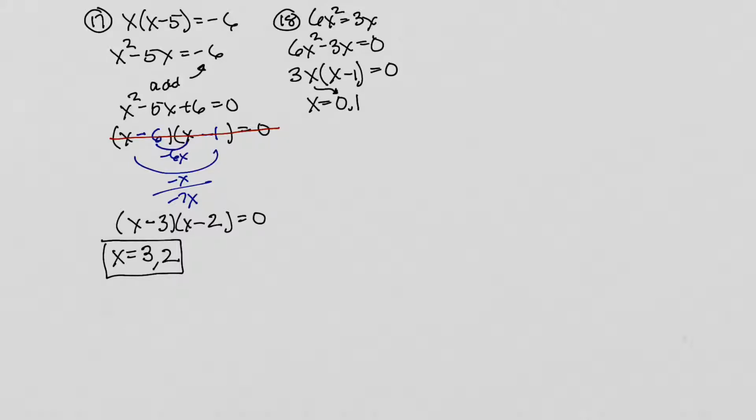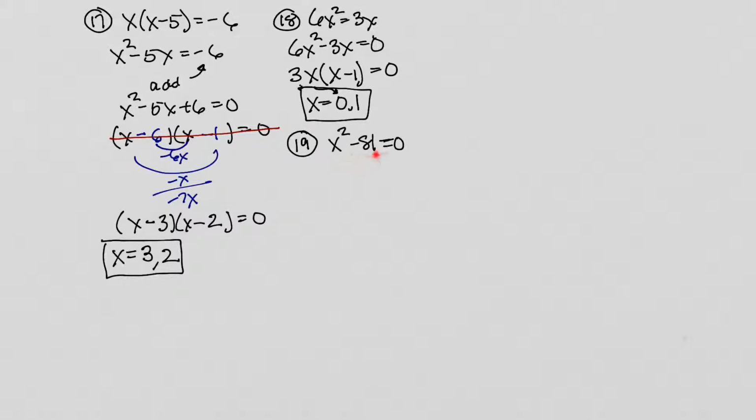And again, the 3 has no effect, right? That 3 has no effect. So 3 can never be 0. So the only way this is going to be 0 is if x is 0 or if x is 1. So there's our solution, 0 and 1.